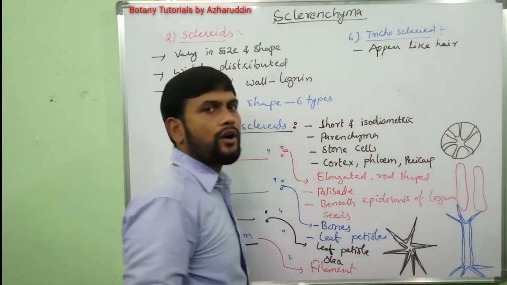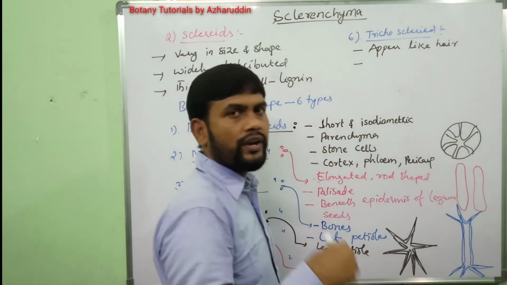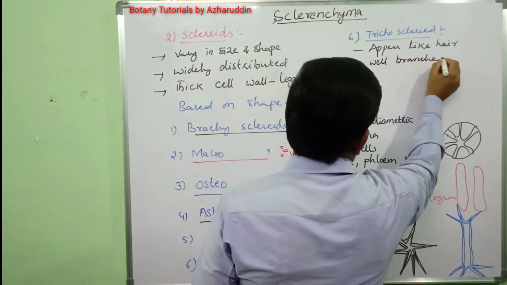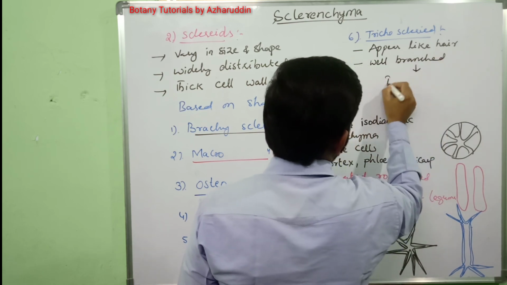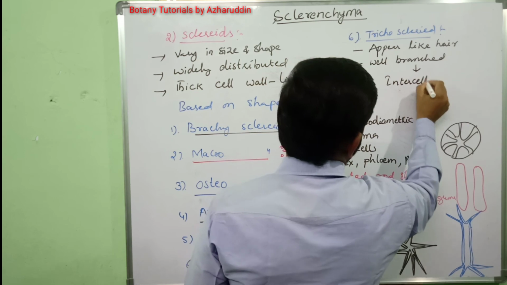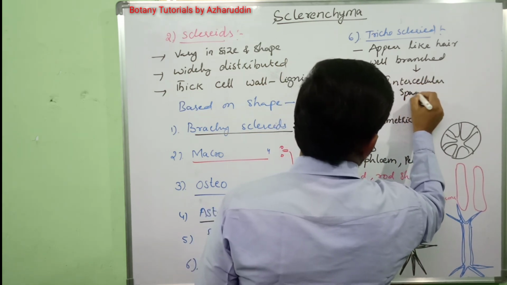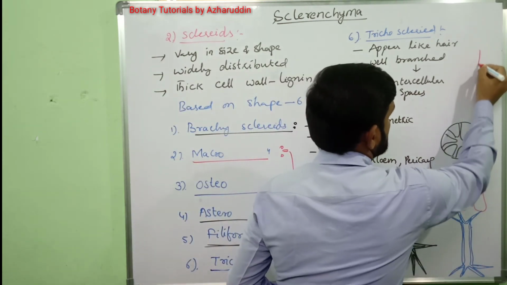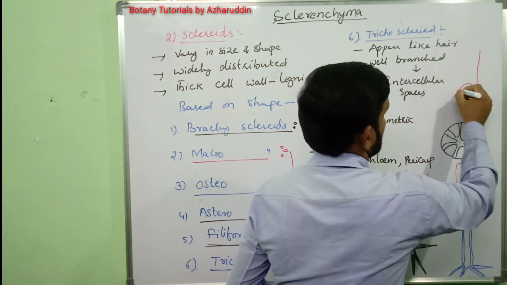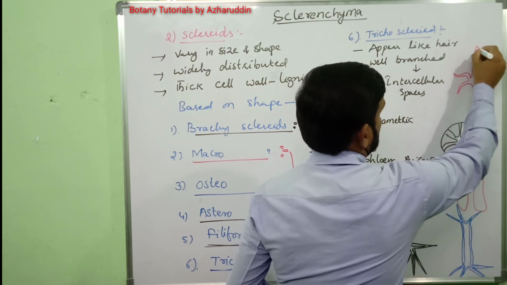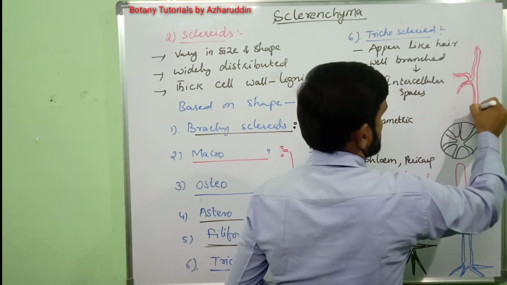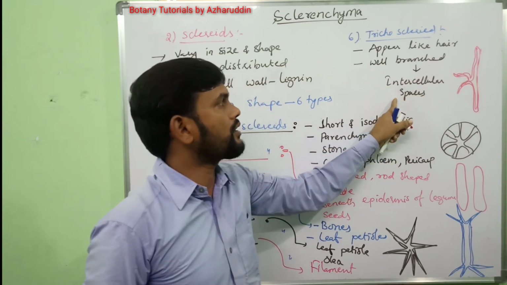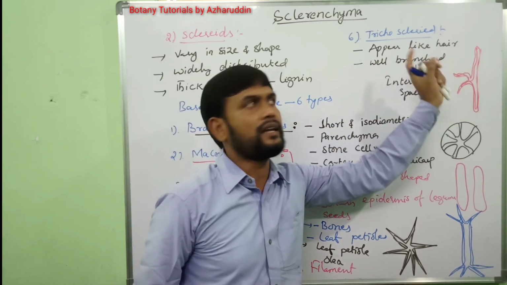They are also well branched, and these branches enter into intercellular spaces. This is the diagram of trichosclereids. For example, this is a trichosclereid. This trichosclereid is showing branches. These branches enter into the intercellular spaces, and it appears like a hair.